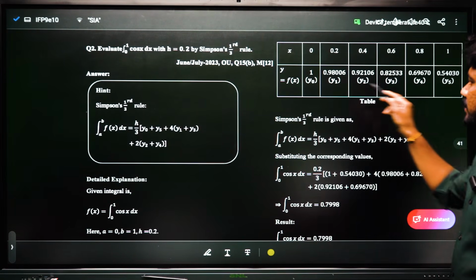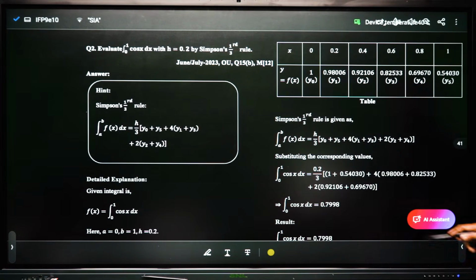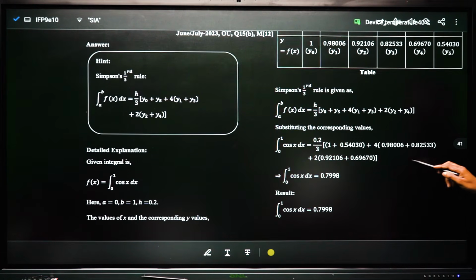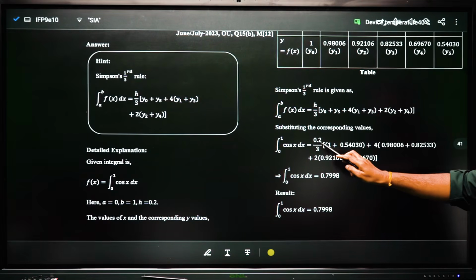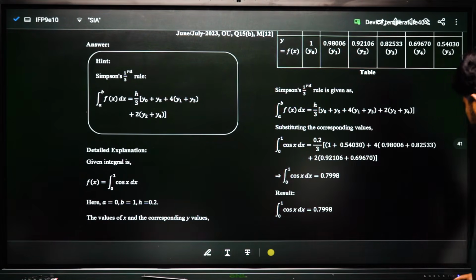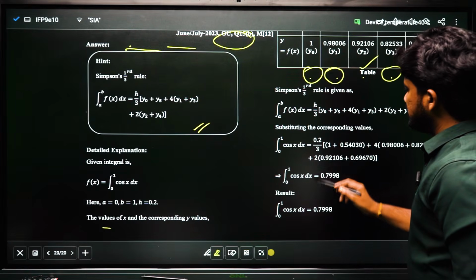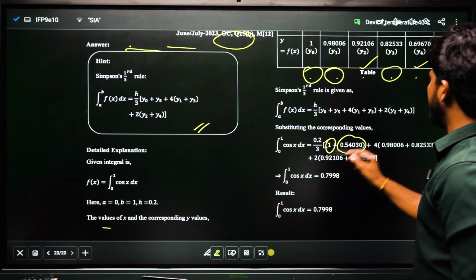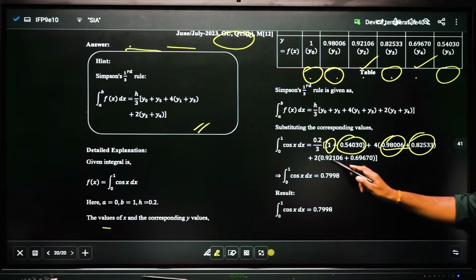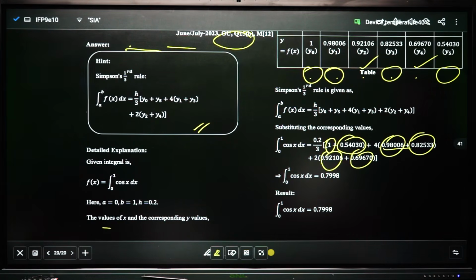Okay, from the given table you have to take it. Simpson's 1/3 rule is this formula, and substitute the corresponding values. So integral 0 to 1 cos x dx is equal to h, 0.2/3, into y0 plus y5 plus 4 into (y1 plus y3) plus 2 into (y2 plus y4).